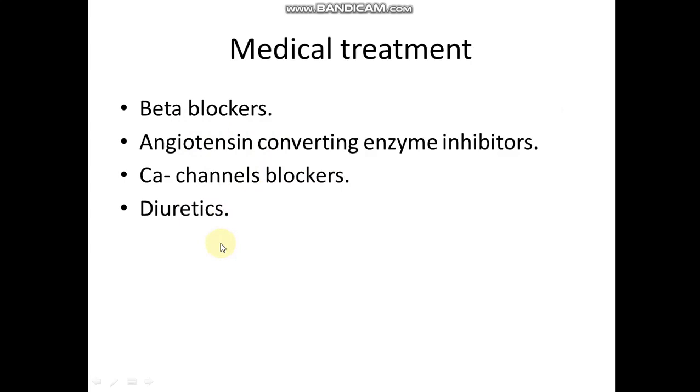Medical treatment, actually, is the responsibility of the physician. It is not the responsibility of the dentist. So the physician may prescribe drugs such as beta blockers, angiotensin converting enzyme inhibitors, calcium channel blockers, or diuretics. Sometimes the physician may use more than one drug, so may combine beta blockers with calcium channel blockers or even with diuretics.